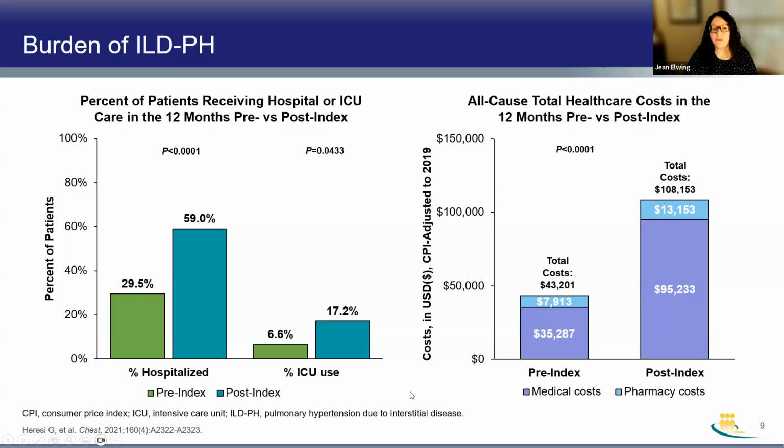ICU use more than doubled. The cost of your medications increased from about $35,000 to $95,000 in those groups of patients. So an important impact on outcomes for the patient, but also the cost of their care.